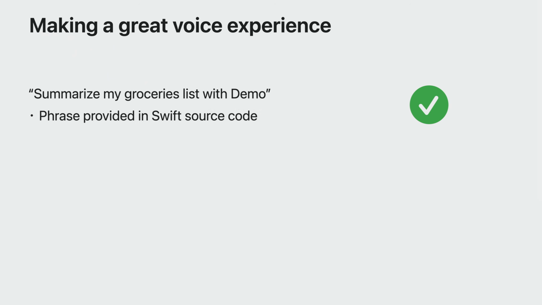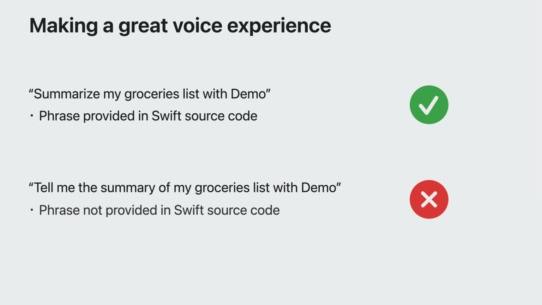In addition to all of the great new ways app shortcuts are visually featured in the system, we've also made big improvements this year to how app shortcuts can be used with Siri. In iOS 16, Siri will only recognize your app shortcut trigger phrases if they're spoken exactly as you've defined them in your source code and strings files.